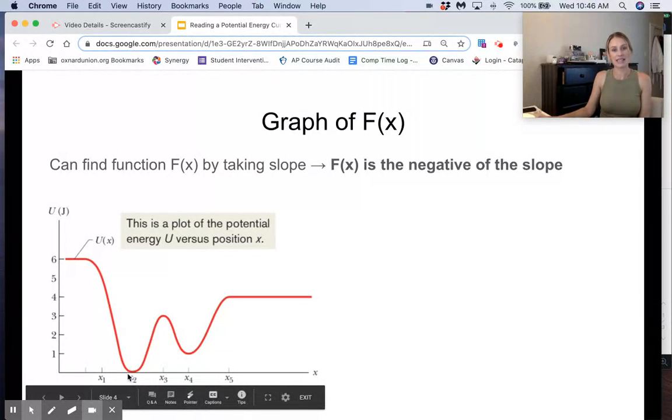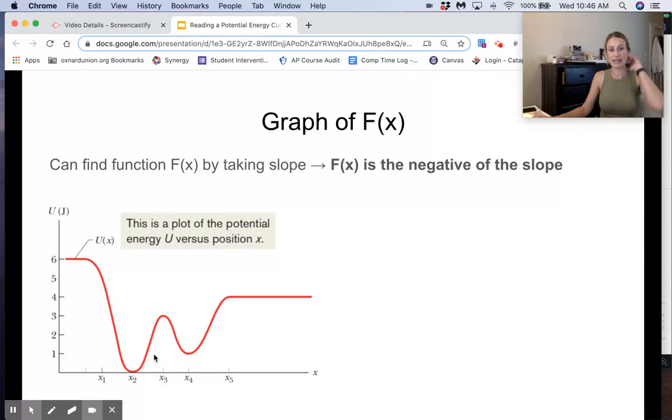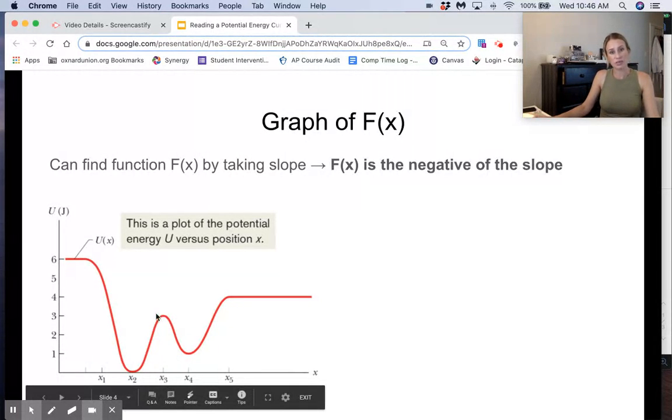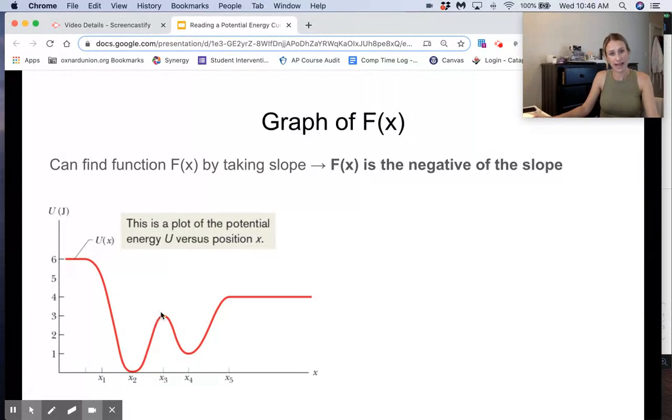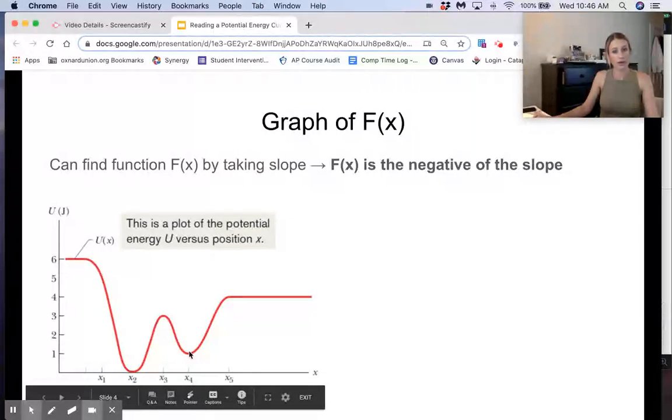Now down here at x equals x2, again, we have a slope of 0, so that means we have no force at x2, and then we start getting a positive slope, which tells us that we have a negative force. At x3, we again have a slope of 0, so we have no force at x3 or at x4. But between x3 and x4, we have a negative slope, which means we have a positive force. And then between x4 and x5, we have a positive slope, which means negative force.